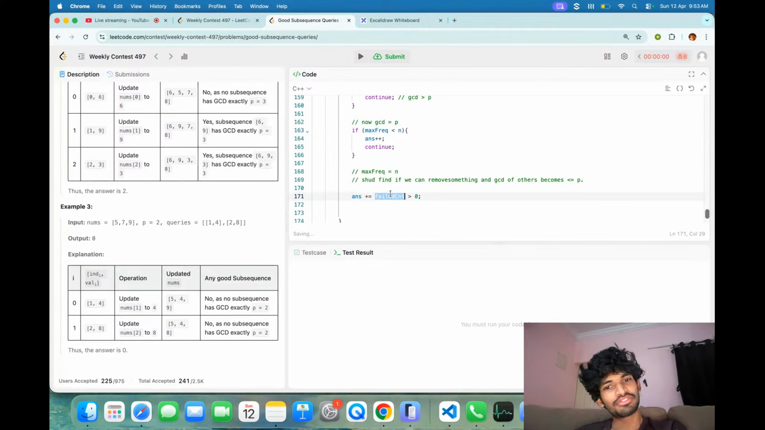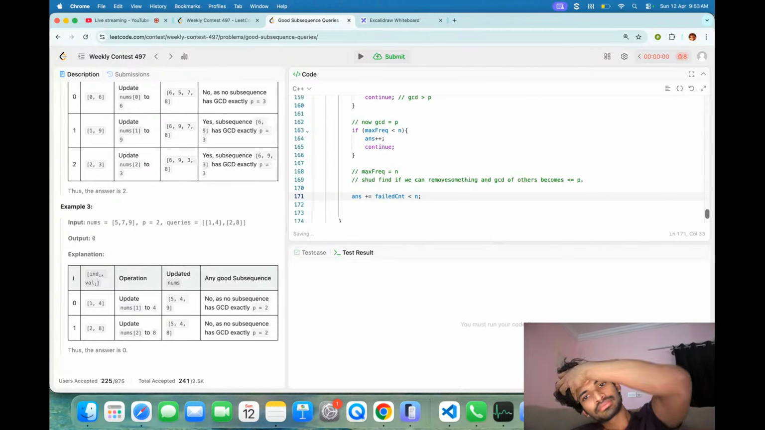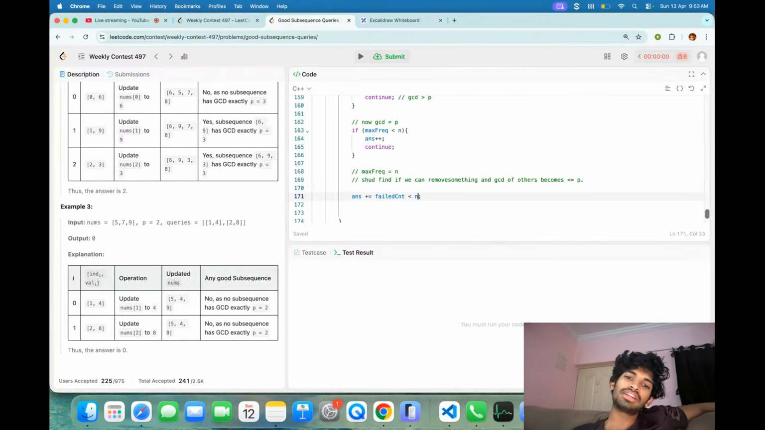So my solution says if there is something failing, something less than n, something that is not failing, you can remove that. And once you remove that, for every other queue, something will be missing. So you cannot have a queue that divides everything.